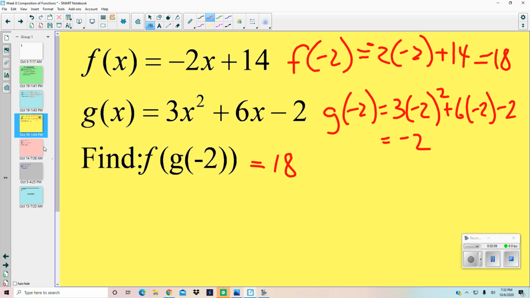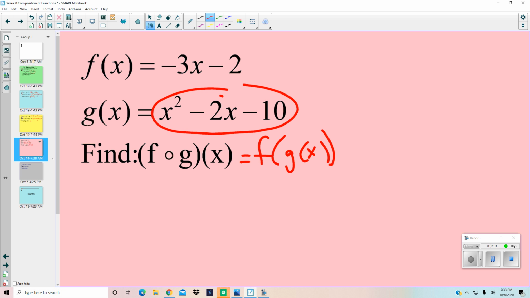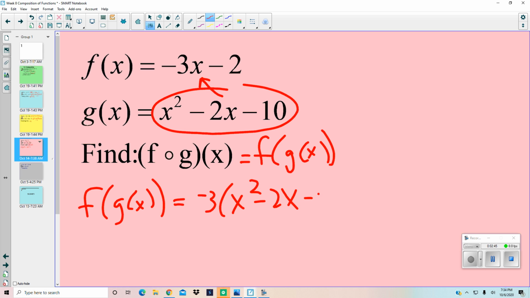Now, if there aren't any values for x, you can still evaluate the composition. So f composite g, or f of g of x, so it's also written like this, means you take the function g and you plug it in for every x in f. So it's a substitution. I take g and I put it in for every x in f, but there's only one x, so that's going to equal, let me just write it down here, -3, and x squared minus 2x minus 10 minus 2.